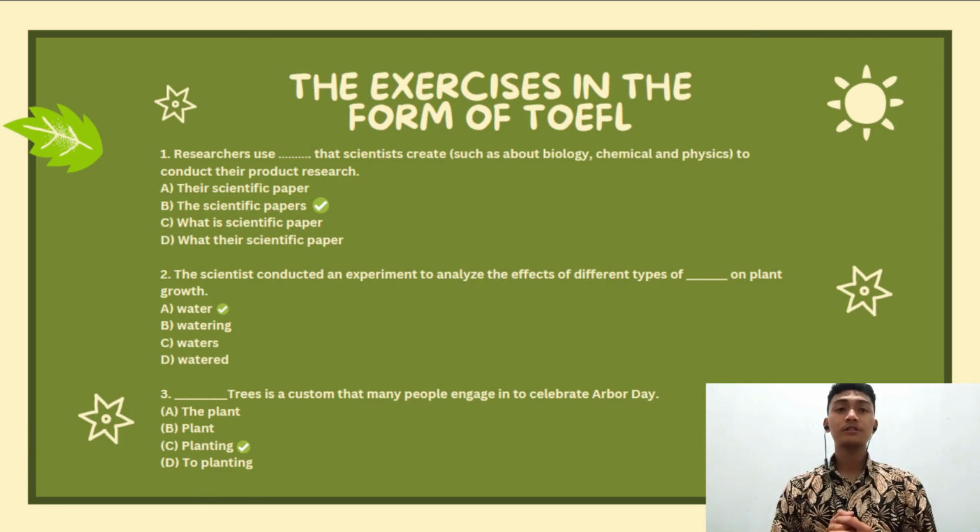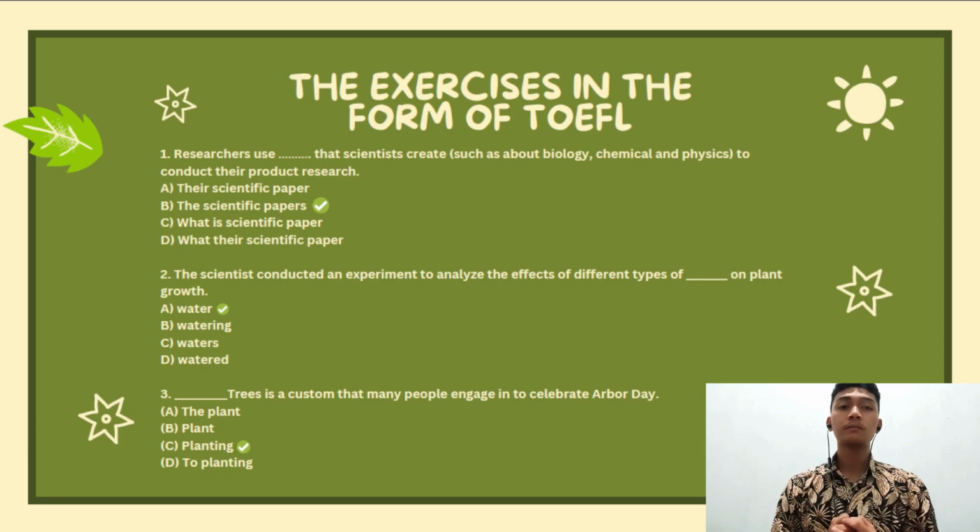Okay, here are some exercises in the form of a test. Number 1, researchers use blank that scientists create, such as about biology, chemical, and physics, to conduct their product research. The correct answer is B, because the sentence already has a subject and verb, so you need to put a noun in the blank.